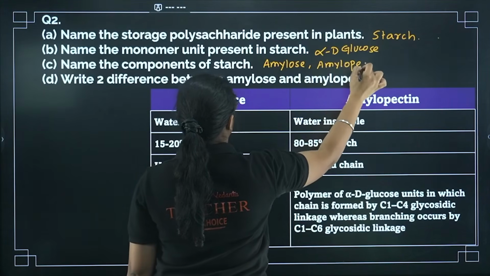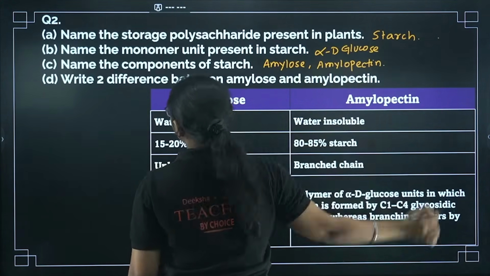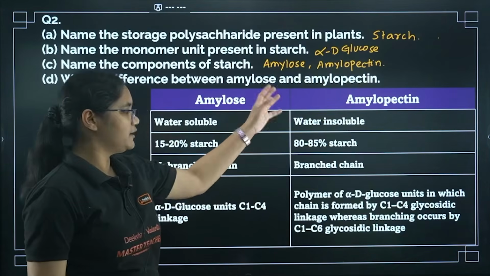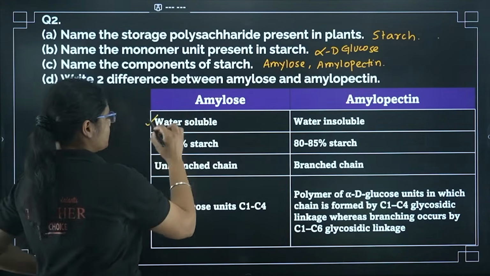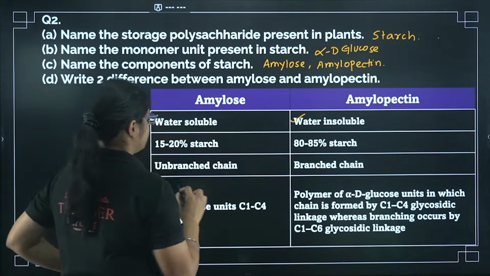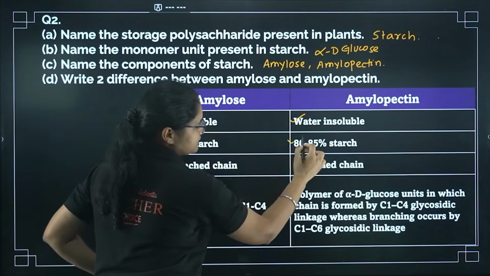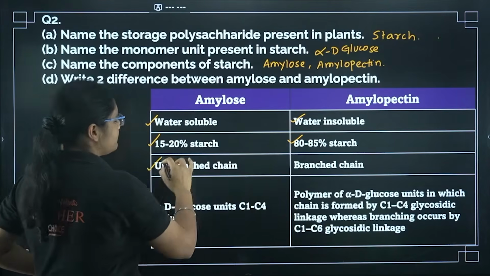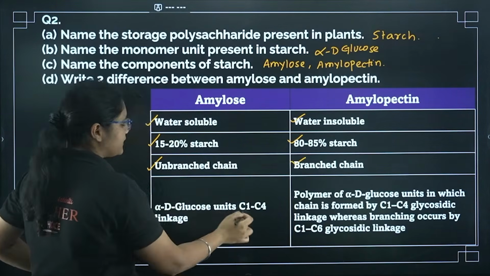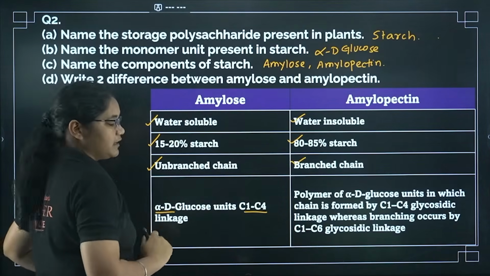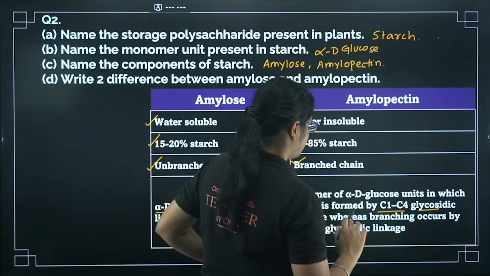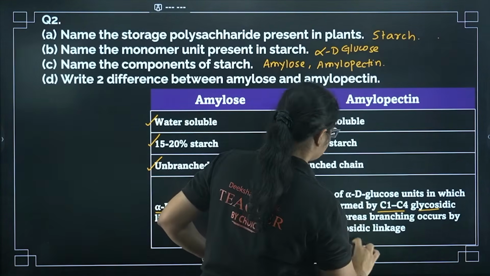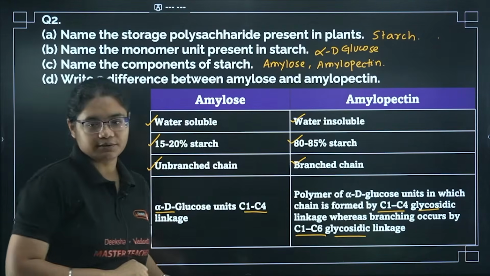Okay, these are the components of starch. Then write the two differences between amylose and amylopectin. This is a very potential question. Amylose is water soluble, while amylopectin is water insoluble. Amylose is 15 to 20%, amylopectin is 80 to 85%. Amylose is unbranched, amylopectin is branched. In amylose, the linkage is C1 to C4 between alpha D glucose units. In amylopectin it is C1 to C4 between alpha D glucose units and C1 to C6 between the branching molecules.